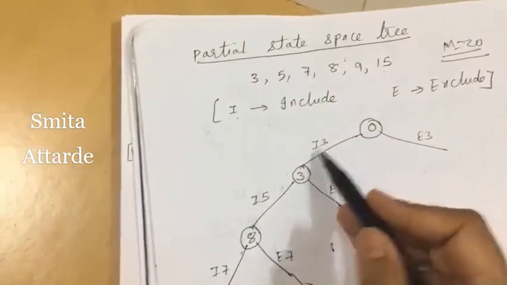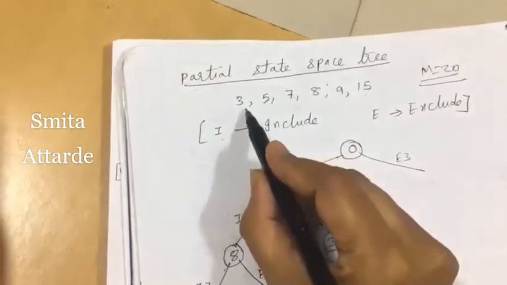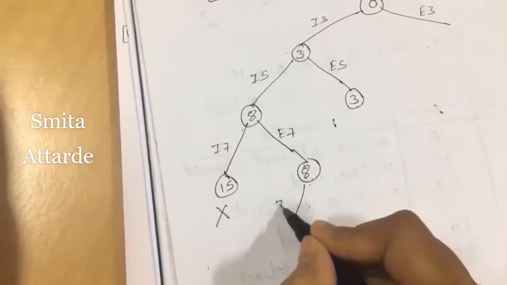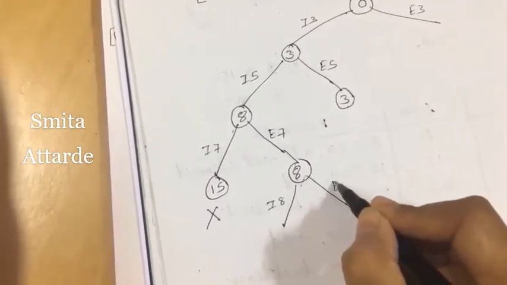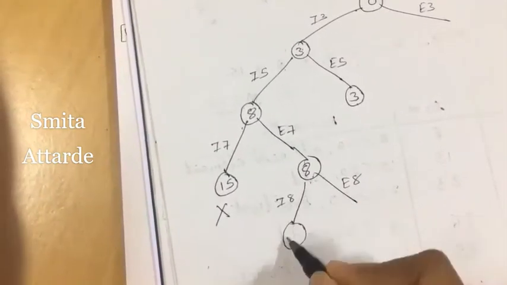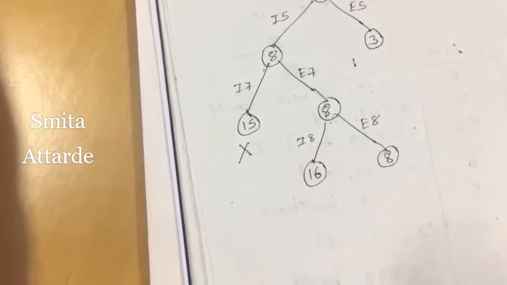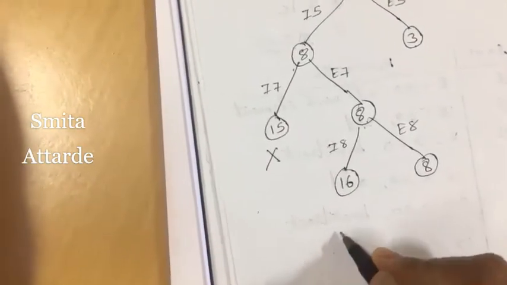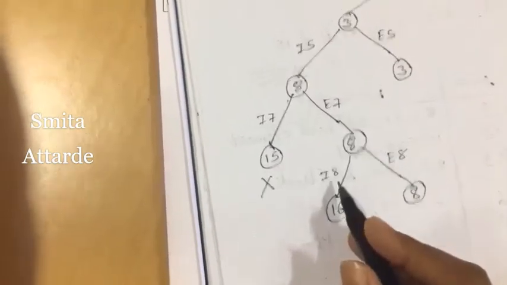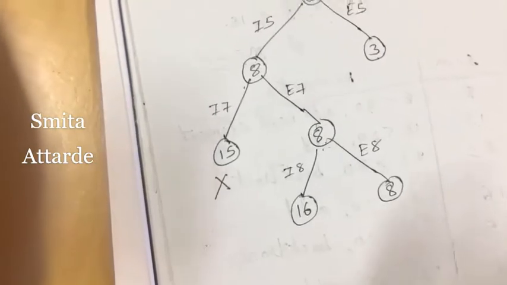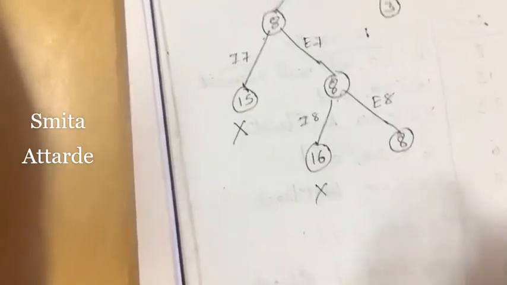Now this will continue. We have considered 3, 5 and 7, and we have finished with 3, 5, 7. The next element is 8. So here include 8 or exclude 8. If I include 8, this will give me 16. If I exclude 8, the sum is as it is. Now after this we are not going to get 20, because after 8 you have 9. 16 plus 9 is 25.